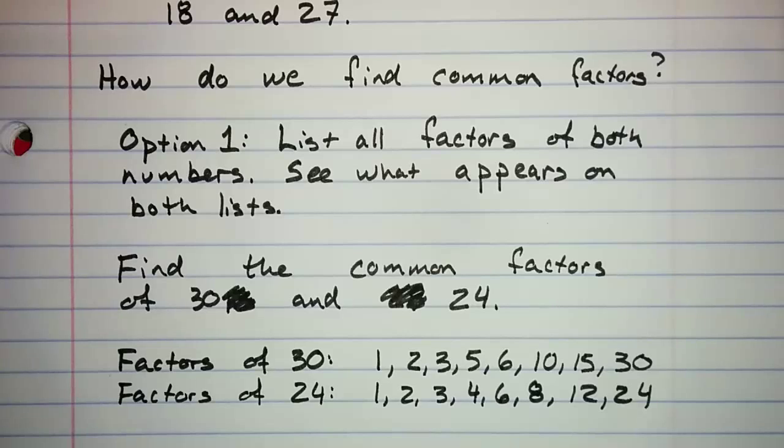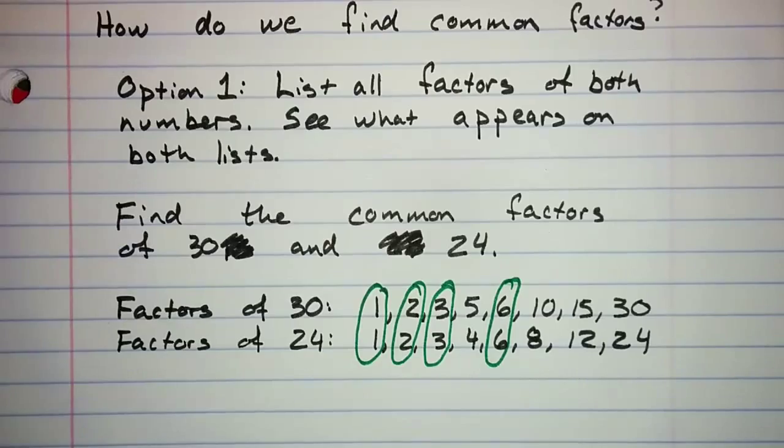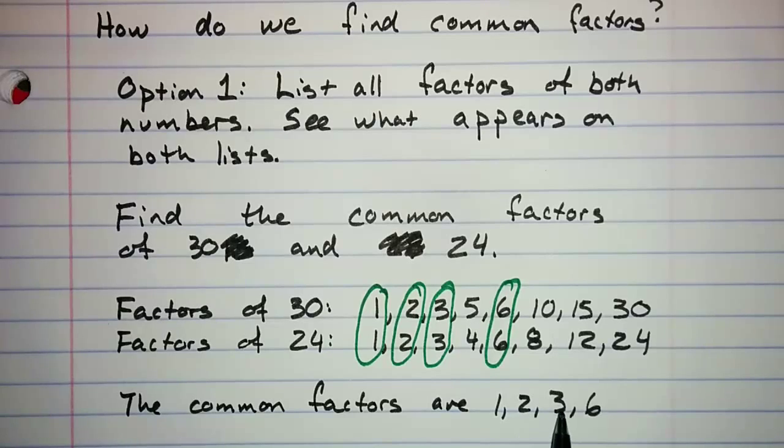Which means, what are the common factors? Well, which numbers appear on both lists? I see both lists have a 1, both have a 2, both have a 3, both have a 6, and that's it. Right, so what are the common factors of 30 and 24? The common factors are 1, 2, 3, and 6.